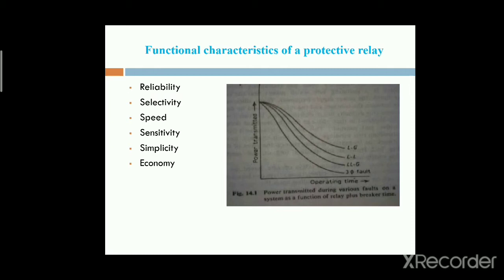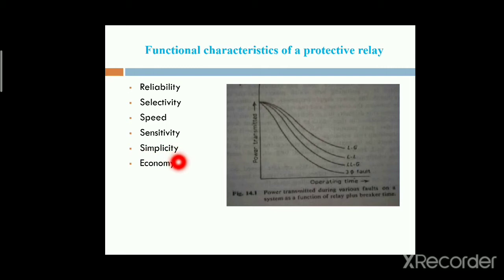Next one is the speed. The relay disconnects the faulty portion as quickly as possible. While having the speed characteristic in the case of the relay, the relay disconnects the faulty portion as quickly as possible. Next one is the sensitivity. If any faults are obtained, then the relay will operate sensitively.